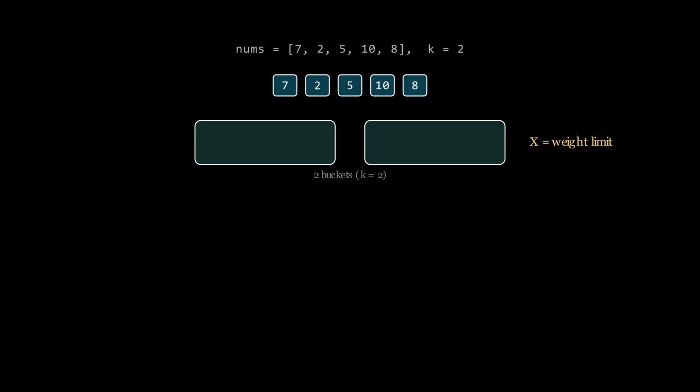We can put these weights into the buckets in many ways, but each bucket has a weight limit, call it x. We want the minimum x such that after putting all weights in, the heaviest bucket is as small as possible. In other words, find the smallest weight limit so that we can fit all weights into at most k buckets.